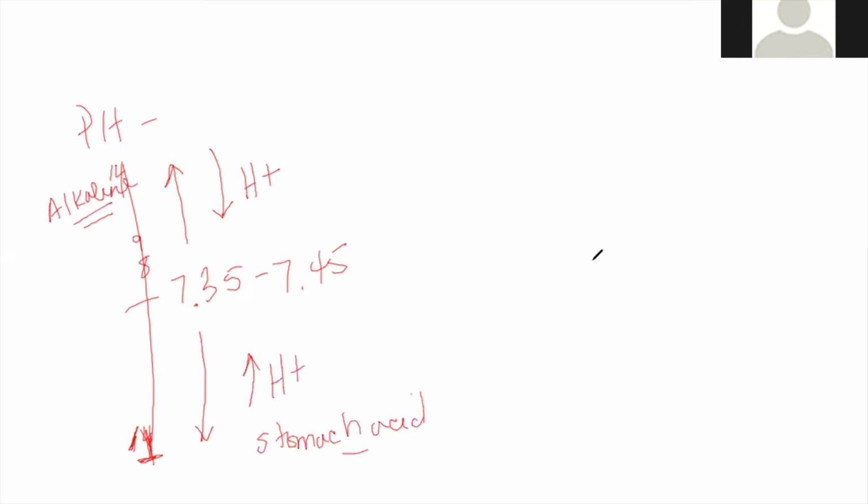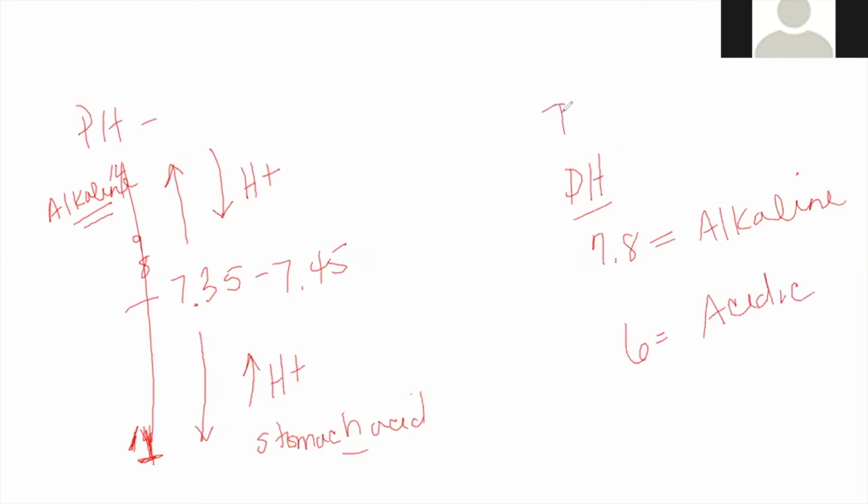So what that means is if I had a pH number, and let's say that I had 7.8, this would be more alkaline in terms of what blood is concerned, versus if I had a pH of 6, this would be more acidic. And remember, we're talking about blood. All right, so this is going to be our line that we want to consider in terms of what we need to stay between.